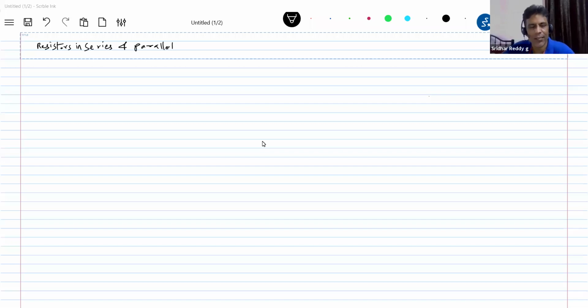So these were the formulas from the earlier classes. Expression for J equal to E by rho, that's Ohm's law, then V equal to IR, then R equal to rho L by A. And the expression for J in terms of drift speed: J equal to eta Q into VD. This is the expression for the current density.